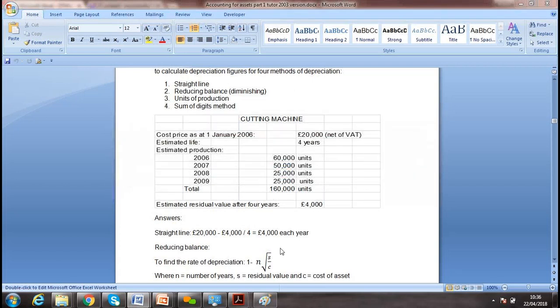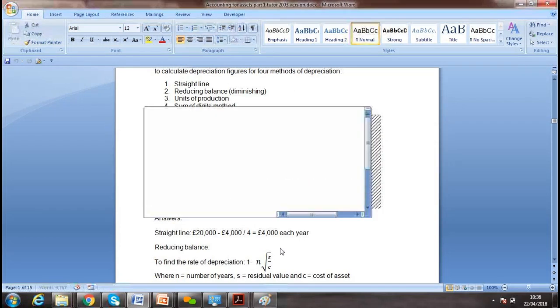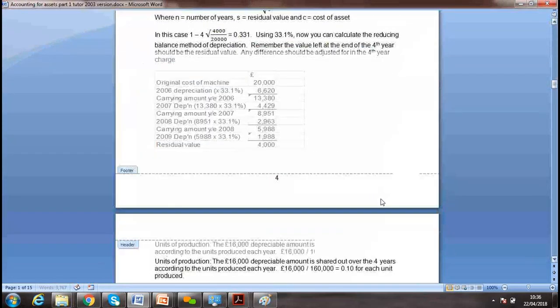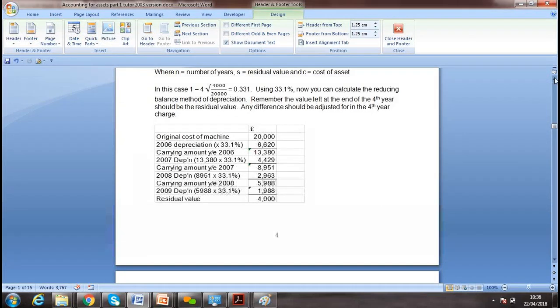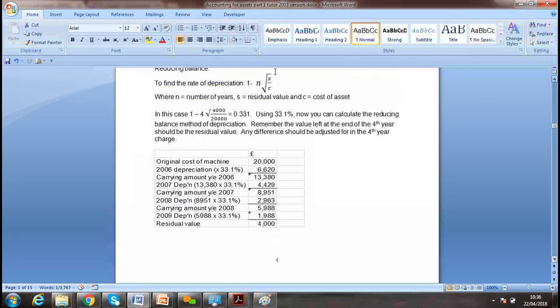Okay. So we have 1 minus S over C, all under the N-th root. N, what does it represent? Anybody knows? N normally we use for numbers. Can you see the formula? Yes. N is a number of years. How many years can we use this? 4 years. Yes. What is the scrap value or the residual value of the asset? 4,000. And C is the cost of the asset, which cost us 20,000. So 1 minus, under root, it is a fourth root.